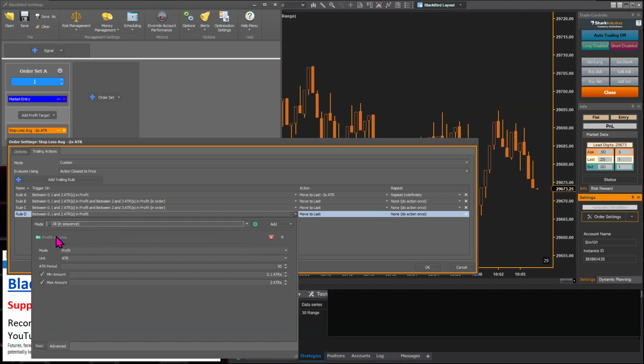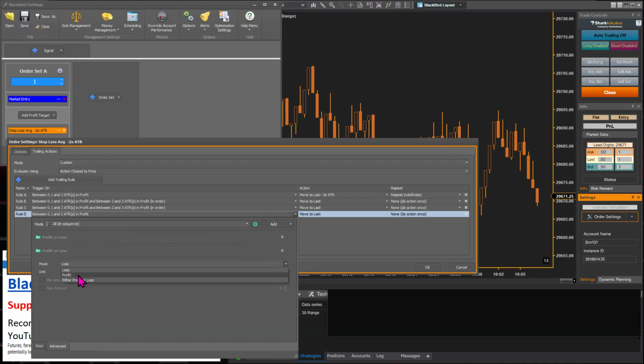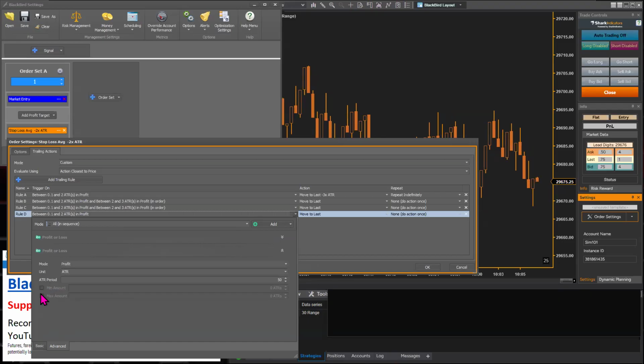There we go. So our first profit or loss is 0.1 to 2. Let's go add a second one here. Set this up like so. All right, so we're going 2 to 3.